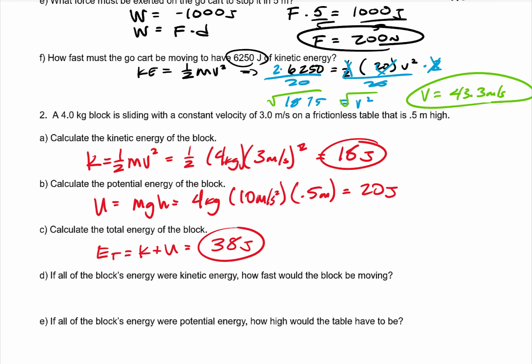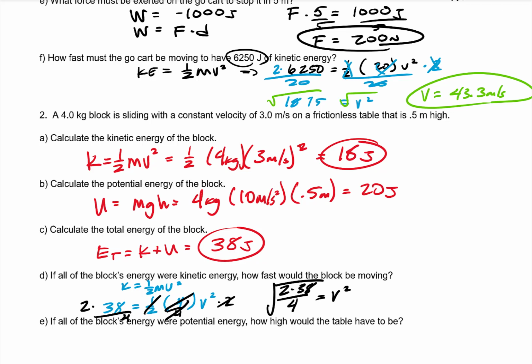If all the block's potential energy were kinetic, how fast would it be going? Well, in that case, the kinetic energy, which we know is 1/2 mv squared, would be equal to 38 joules, and it'd equal 1/2 times the mass, 4 kilograms, times whatever the velocity is squared. So we would multiply both sides by 2, divide both sides by 4, and that tells me that 2 times 38 divided by 4 is equal to the velocity squared. So to get the velocity, I'm going to square root both sides, and that tells me that the velocity, if all of the energy were kinetic energy, would be 4.36 meters per second. That would be the velocity.